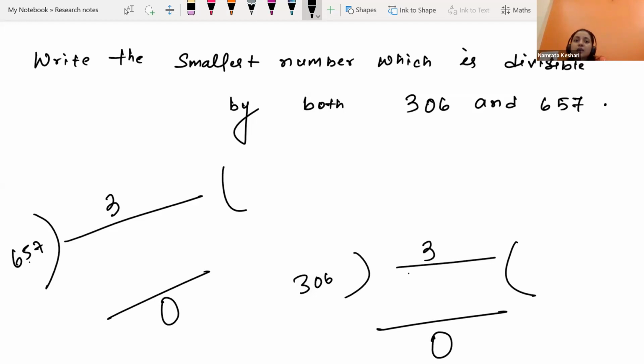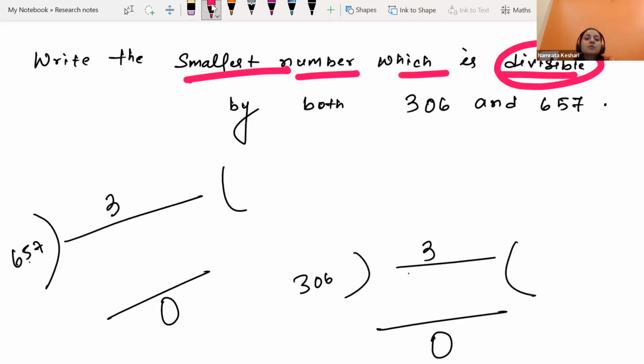Ma'am, we must get a bigger number. Read the question. Write the smallest number which is divisible by both this and this. A number we are searching which is divisible by 306 and also divisible by 657. Yes or no? That's what the statement says. We don't know what to do, but that's what the statement says. Yes or no?